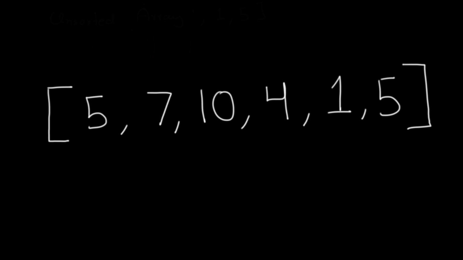In order to explain what's actually going on, let's go step by step. Say we're given this unsorted array 5, 7, 10, 4, 1, and 5. So we're going to first start off by having two pointers. One which starts off at the first element and the other which starts off at the second element. The first pointer is represented in red and the second pointer is represented in green.